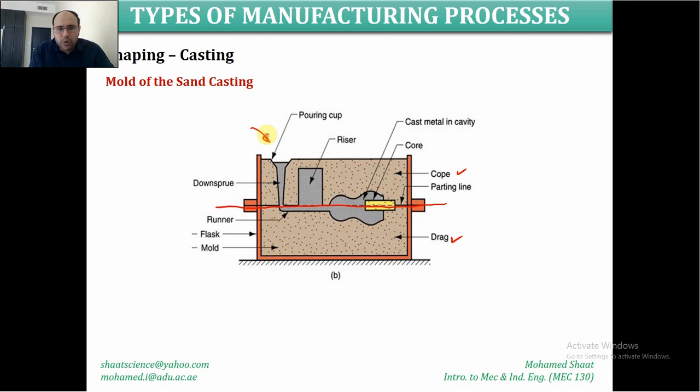So the guy is pouring from here. This is the pouring cup, and this is the downsprue, and the guy is pouring from this direction. It fills the downsprue, then the runner, then the riser, and then the mold cavity. Then we leave it for a while and break the sand. You end up with the product at the end. The product should be this little thing. This is the product part.